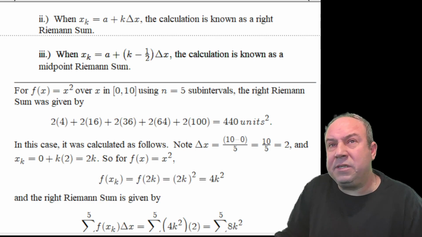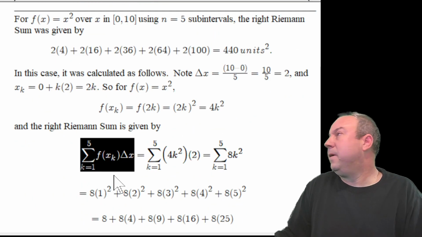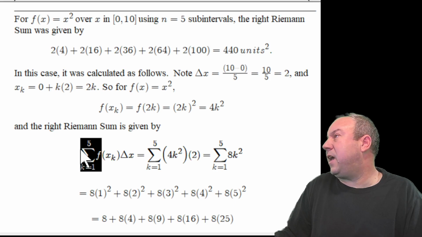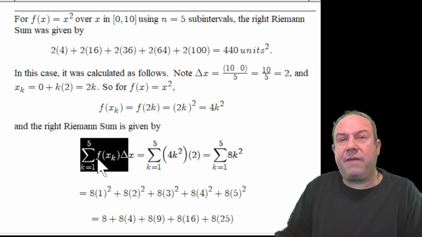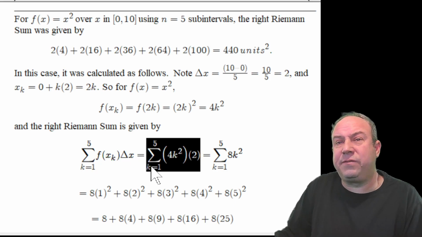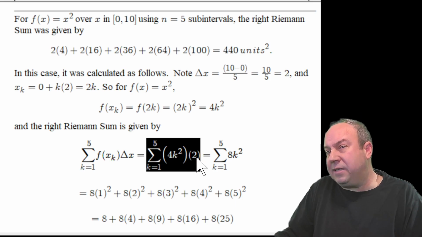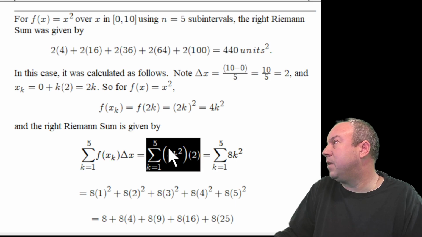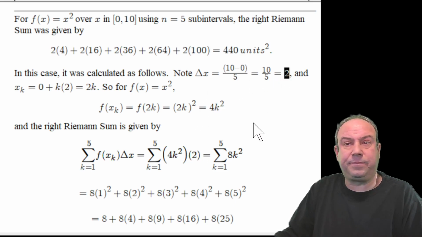And our right Riemann sum, if we use the setup given by the definition, will be the summation that starts at k equal to 1 and runs to 5 for f of x sub k times delta x, which is really the summation from k equals 1 to 5 of 4 times k squared times 2. 4k squared being the value of f at x sub k, 2 being the value of delta x.